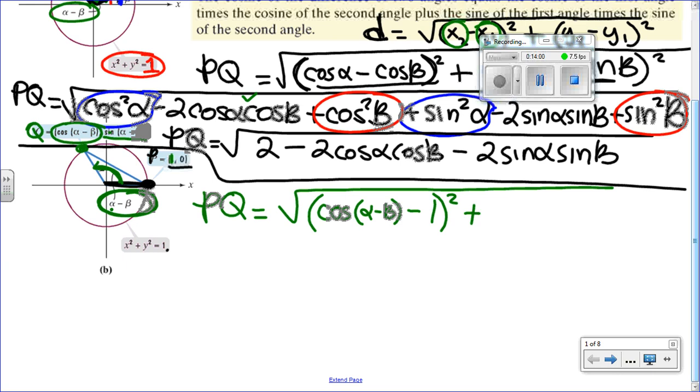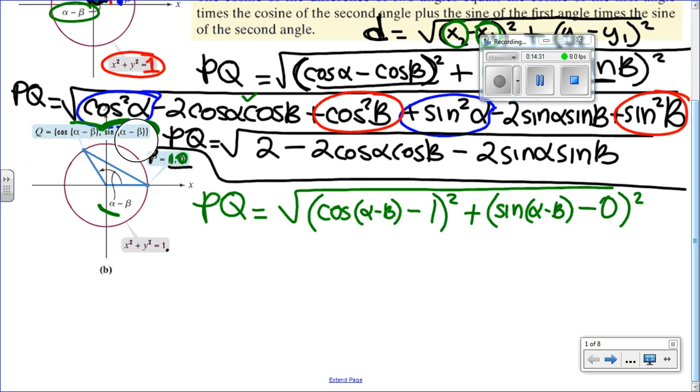And then square, plus. Now we need to take care of the y's. So the y coordinate that we will use, y sub 2, instead of that, we're going to use this that I'm circling. Sine, minus, what is the y sub 2? 0. And then we'll square. Are you guys okay with that substitution? It just came from here.